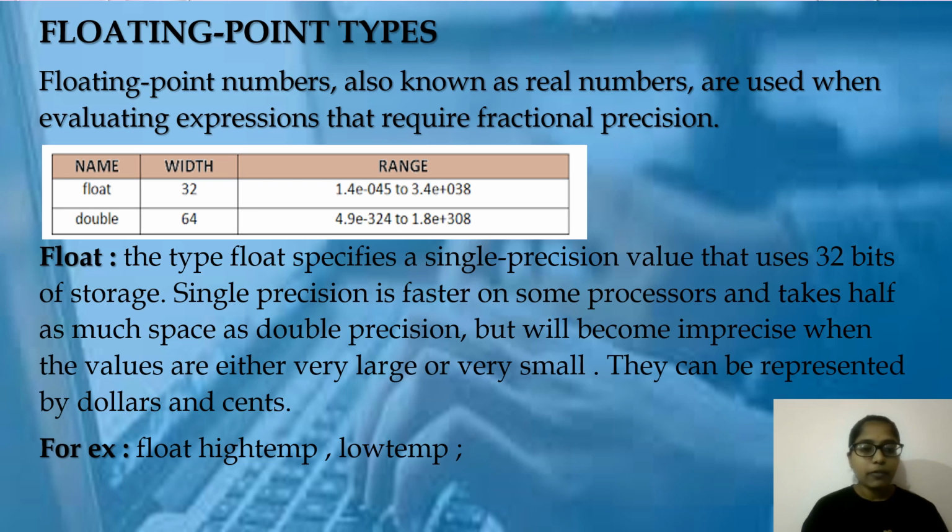Float. The type float specifies a single precision value that uses 32 bits of storage. Single precision is faster on some processors and takes half as much space as double precision, but will become imprecise when the values are either very large or very small. They can be represented by dollars and cents. For example, floor, high temp and low temp.